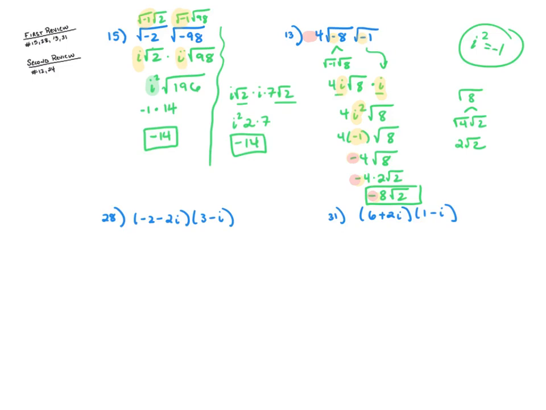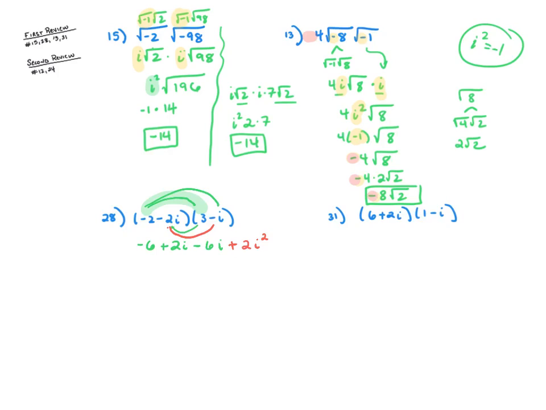Alright, next one. So this is like a 2-term thing times a 2-term thing. So you need to make sure to distribute. So I have negative 2 times 3. Negative 2 times 3, negative 6. Negative 2 times negative i is a positive 2i. Negative 2 times 3 is negative 6i. And this is the important one. Negative 2i times negative i is a positive 2i to the second power. i times i. I see people mess that one up a lot.